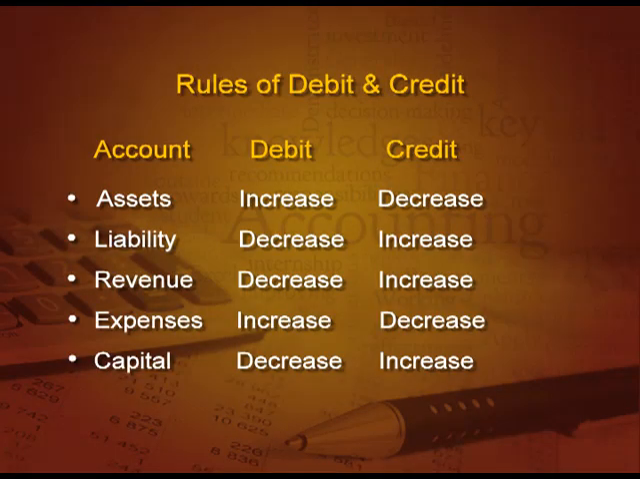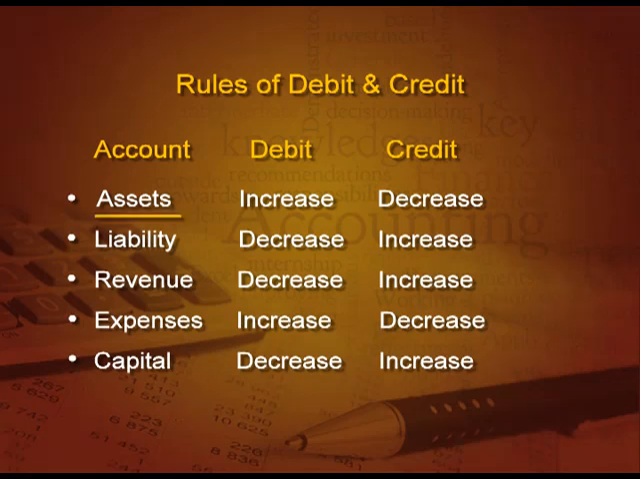If the debit side is more, the difference will be debit. If the credit side is more, the difference will be credit. Now, let us understand the rules of debit and credit. There are 5 rules. First, assets. If they increase, they will be debited. If they decrease, they will be credited. Liabilities, opposite. If they increase, they will be credited. If they decrease, they will be debited.